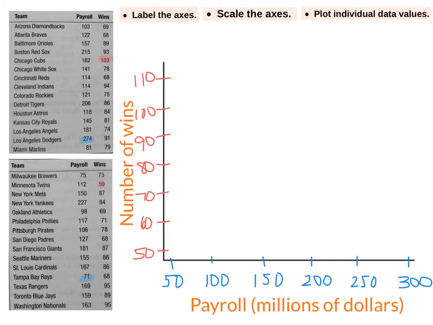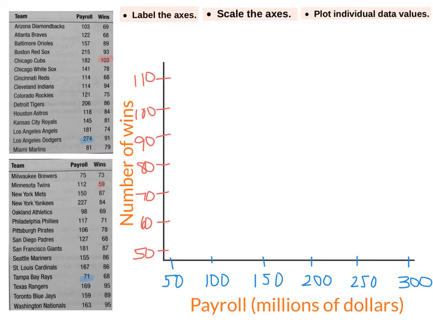So the payroll, the lowest number that I found was 71, and it went all the way up to 274. So roughly between 50 and 300, counting by 50, is going to be that scale on the payroll axis. And then for the number of wins, the lowest that I found was 59. The highest was 103. So I'm thinking between 50 and 110.